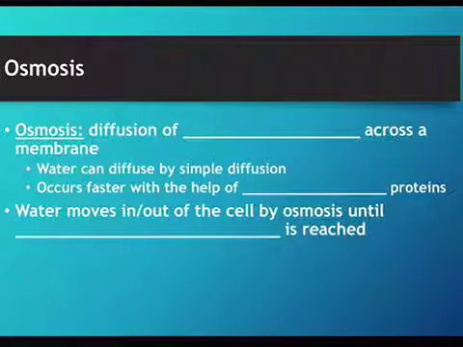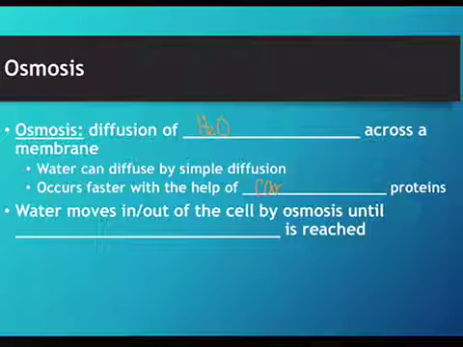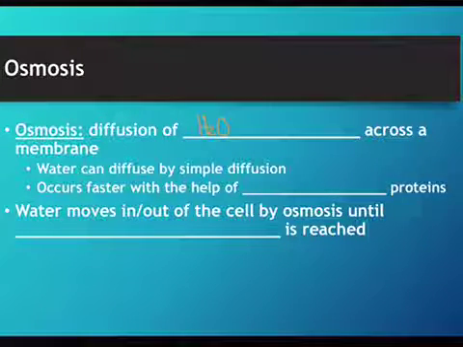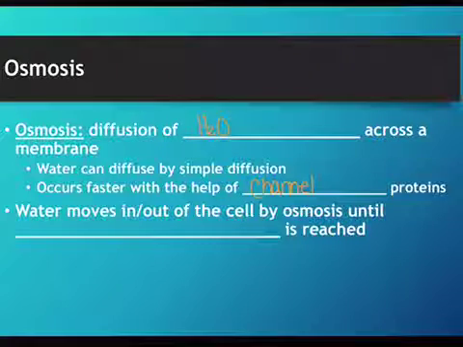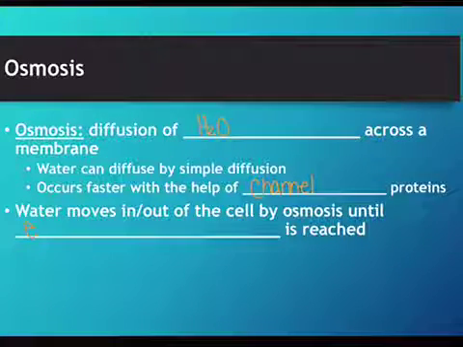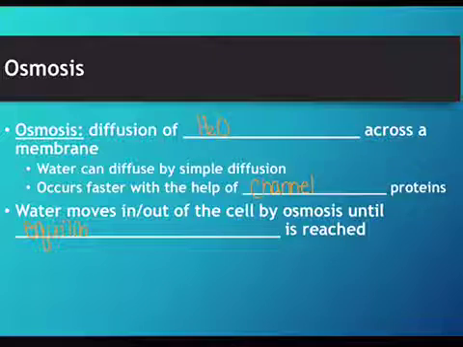The last type of passive transport that we're going to talk about is osmosis, and this is a special type of diffusion just for water. Water can diffuse by simple diffusion, or it can move across that membrane by just squeezing past the phospholipids. However, it will go faster with the help of channel proteins, not carriers, sorry. And the water will move into or out of the cell by osmosis until an equilibrium is reached.